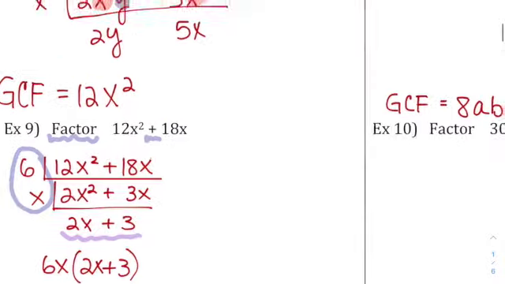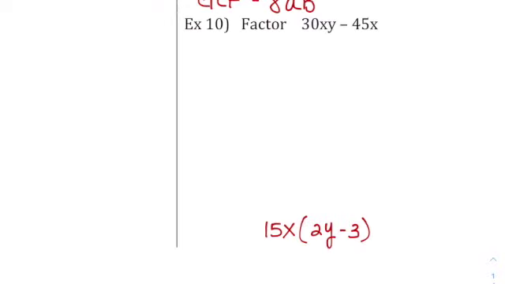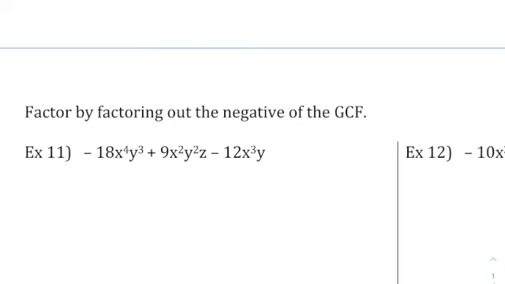All right, go ahead, try number 10, and see if you can get the same answer, then pause the video and check back. The answer for number 10 is 15x times 2y minus 3. On to the next problem. Factor by factoring out the negative of the greatest common factor, GCF.